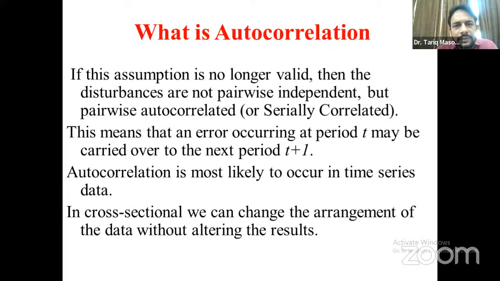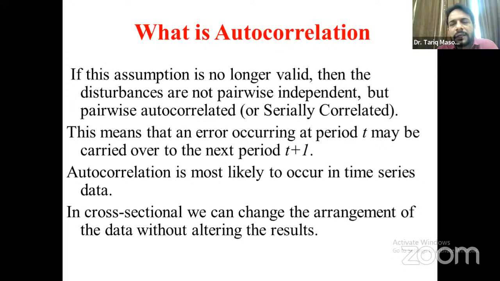If this assumption is no longer valid, then the disturbances are interdependent and pairwise autocorrelated. This means that an error occurring at period t may be carried over to the next period. So ultimately, there is a transmission of a disturbance term in one phase to another time period.